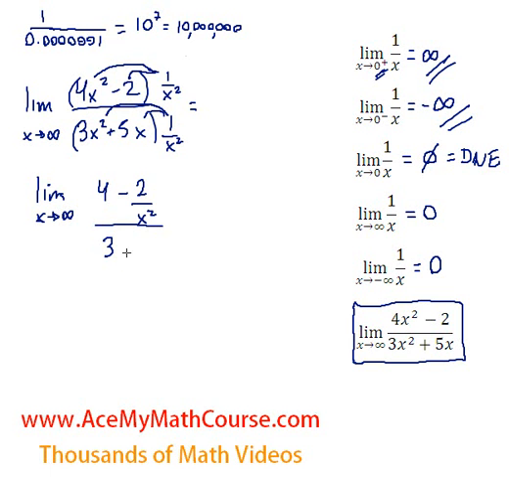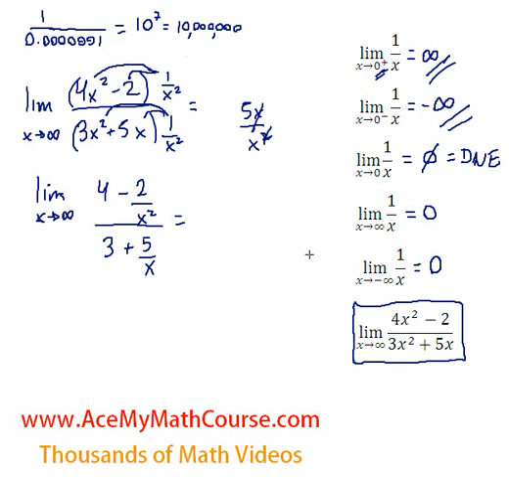5x times 1 over x squared is just going to be 5 over x, because 5x over x squared, the x and the squared cancel out. Oh, they got messy. There we go. So 5 over x. Now here's the thing.